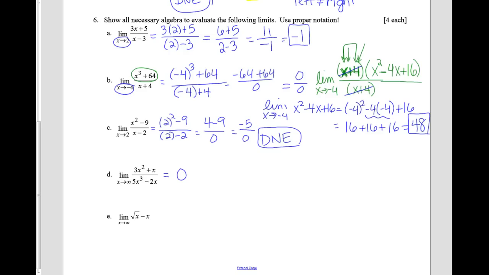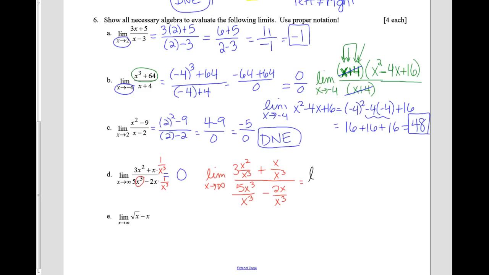All right. I like a number over 0, or a number over infinity, sorry, because that goes to 0. So this is the kind where I multiply by 1 over x to the biggest power in the problem. The biggest power was the x cubed. So I multiply the top and the bottom of my fraction by 1 over x cubed. When I do that, I have 3x squared over x cubed. And then I have x over x cubed. On the bottom, I have 5x cubed over x cubed minus 2x over x cubed.